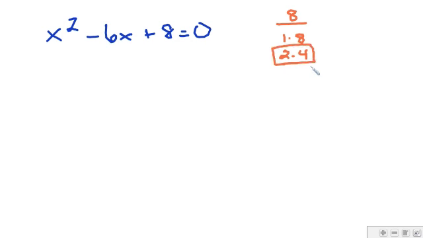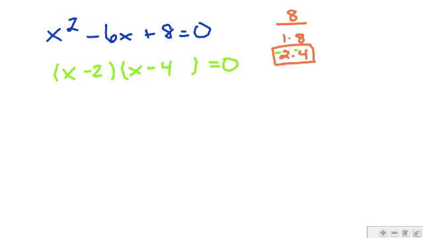If I added them. So I need to add these two together, but I need to get a negative 6. So that tells me that they're both going to be negative. Because if this is negative and this is negative, they have the same sign, so we add. So I'm going to get x minus 2 and x minus 4 set equal to 0.